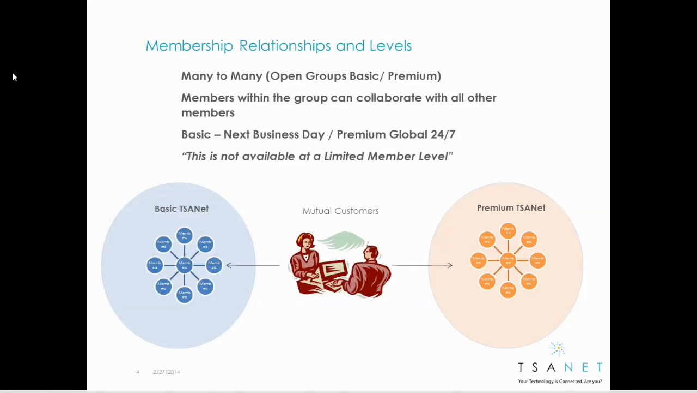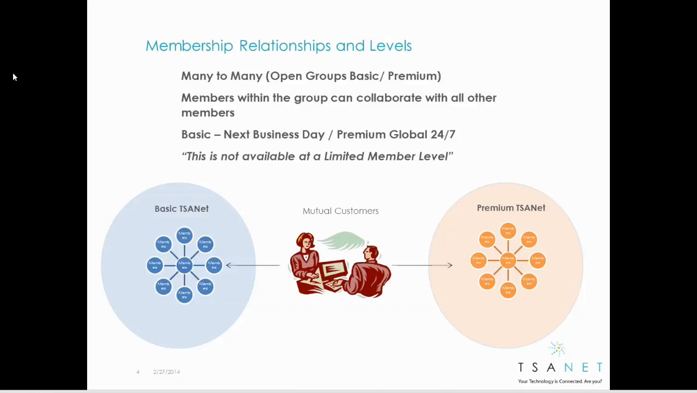We got started as the ability for you to create or come into an ecosystem or a community. And you can come into one relationship and be able to engage and collaborate with everybody that's in there, as long as there was a mutual customer that was part of it. That has kind of morphed into two different, what we call many-to-many groups. There's the basic TSANet and the premium TSANet. The difference between the two is simply what level of entitlement does that customer have.